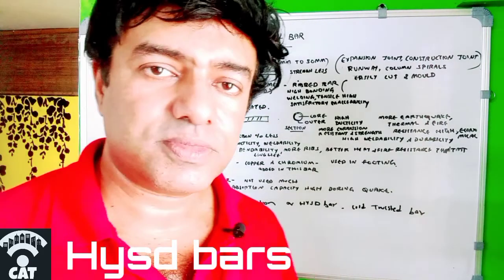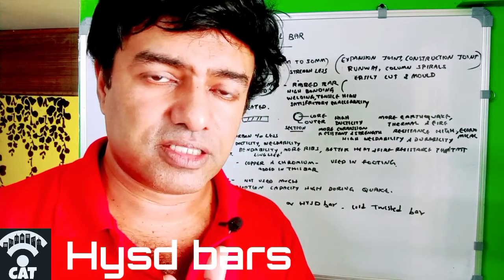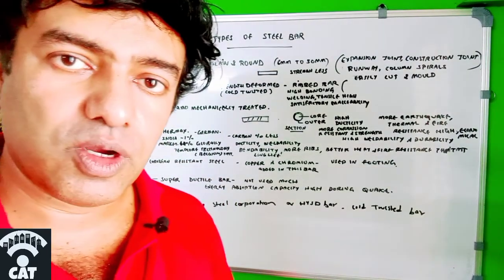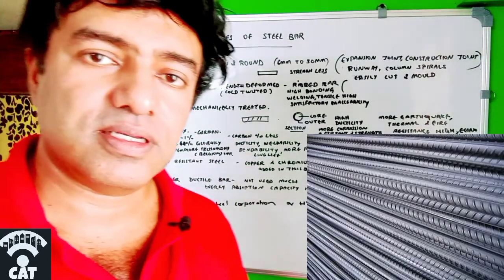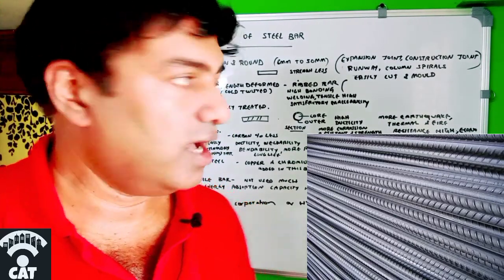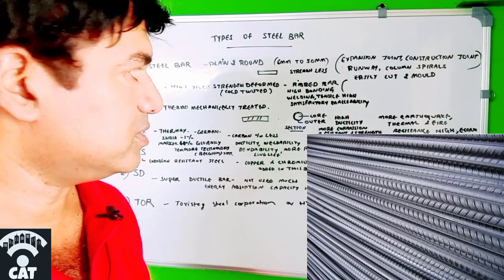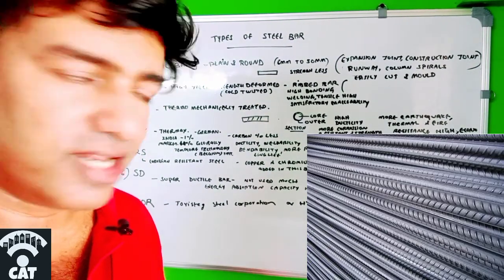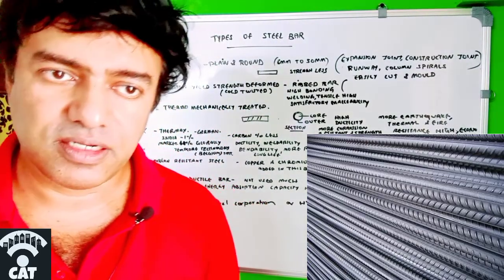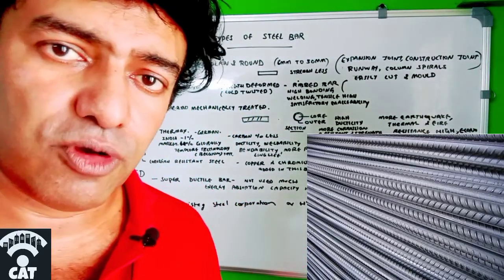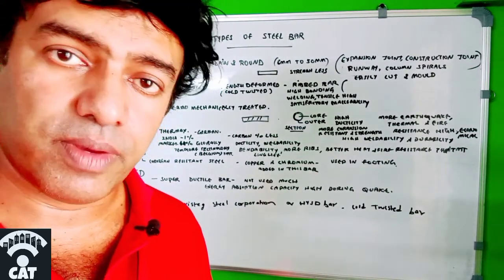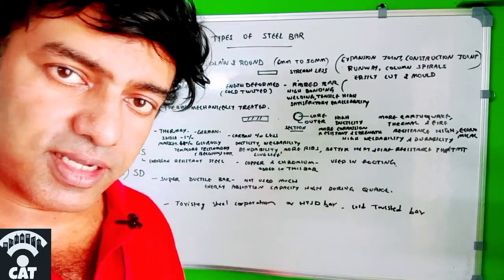Then the second one is HYSD, that is high yield strength deformed steel bar. These bars are also called cold twisted bars. This is actually a ribbed bar, which means it has a good bond with the concrete, and it also has high bending capacity, welding capacity, high tensile strength, and satisfactory malleability too. So HYSD, the high yield strength deformed cold twisted bar, is comparatively higher in strength than mild steel bar. That is the second one, the HYSD bar.